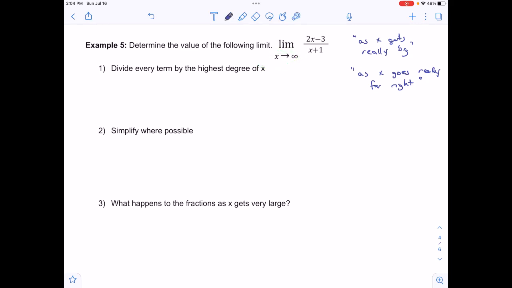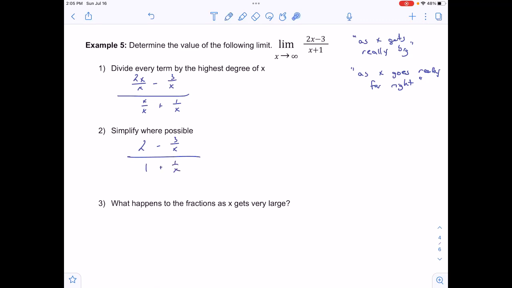The way that we do this properly is we take our original function and divide every term by the highest degree of x. So in this case, the highest degree of x is x. I'm going to divide every single term: 2x divided by x, 3 divided by x, x divided by x, 1 divided by x. I can simplify. 2x divided by x is just 2. x divided by x is 1.